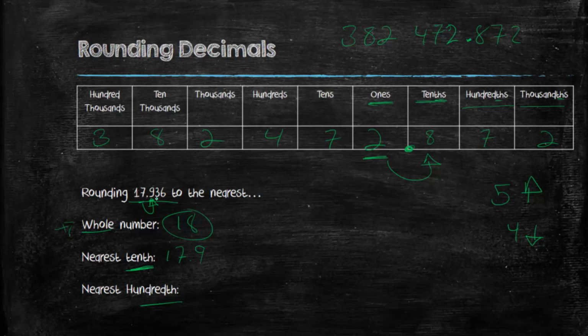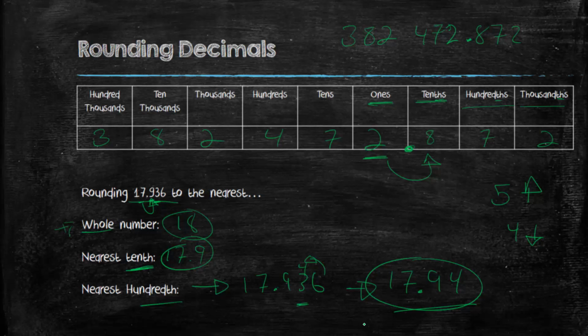To the nearest hundredths, well, we look at the hundredths column, and the hundredths number is the 3. So we look at the number to the right of it. So let me just write that down here. 17.936. The hundredths number is 3. If we were to round to the nearest hundredths, we look at the number to the right of the hundredths, and it's a 6. Since 6 is over 5, we round up. So this becomes a 4. So the number becomes 17.94. If we were asked to round 17.936 to the nearest hundredths, it would be 17.94.